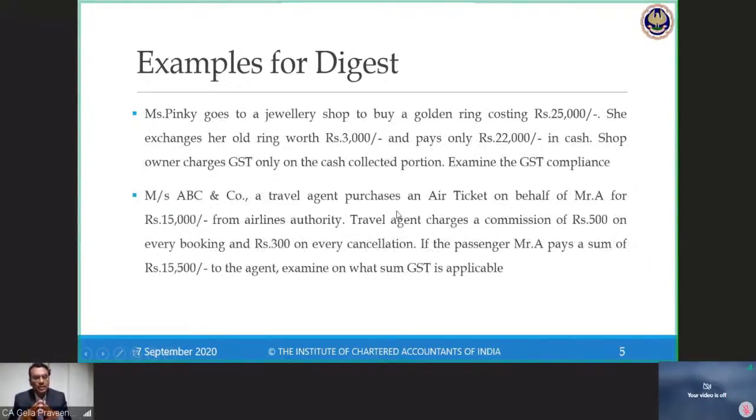Mrs. ABC & Co., a travel agent, purchases an air ticket on behalf of Mr. A. So there is an agency called ABC & Co. and an individual customer called Mr. A. This travel agent purchases an air ticket on behalf of Mr. A for rupees 15,000 from the Airlines Authority. The travel agent charges a commission of rupees 500 on every booking and 300 on every cancellation. If the passenger, Mr. A, pays a sum of rupees 15,500 to the agent, examine on what sum GST is payable.